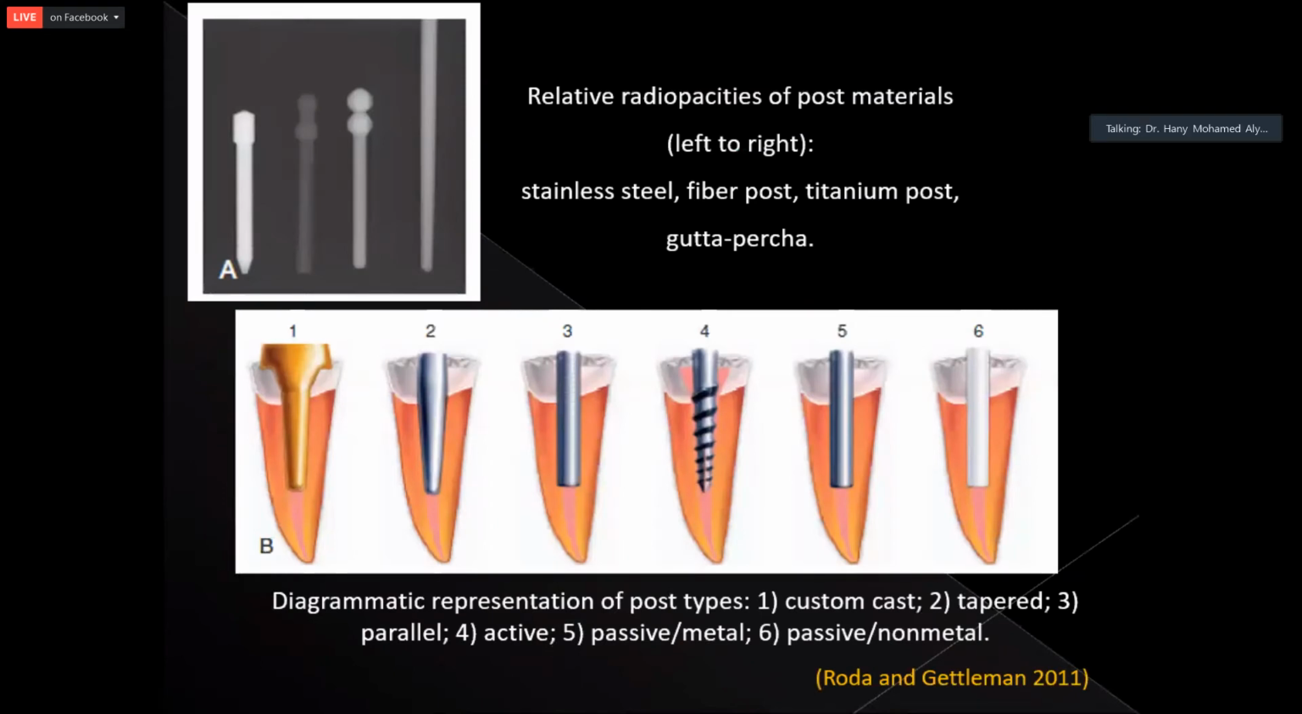We have to know that we have different types of posts, and each post has its own radio opacity in the X-ray, and this is also important to be aware of in instance of retreatment. As you can see here, there's examples of 1 to 6. One is like custom cast, and then the tapered, and then the parallel, and then active, which is threaded post together with the passive post, and finally is the fiber post.